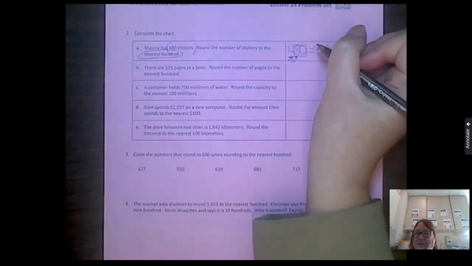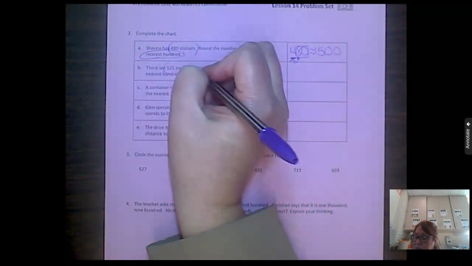Okay, so we underline the number in the hundreds place, which was 4. We put a dot under our helper number, which is an 8, and then I can say that poem to myself. 5 or above, looking at that 8, give it a shove. So since it was a 5 or higher, anytime it's a 5, 6, 7, 8, or 9, that's going to give this number a shove. And then this becomes the next number up, which is a 5. And then these two numbers become zeros because they're rounding to the nearest 100. Let's practice that some more. The next one says there are 525 pages in a book. Round the number of pages to the nearest 100. So 525.